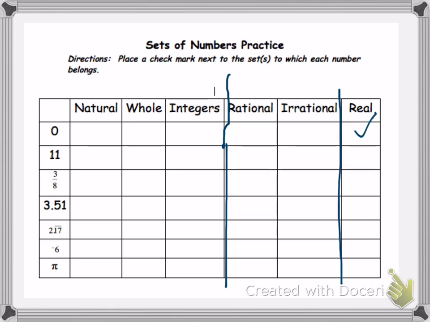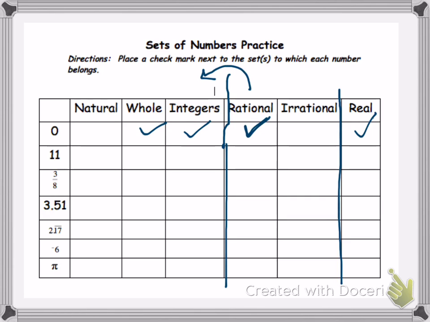0 can be written as a fraction, like 0/4 or 0/12. So that is rational. Now, once something is rational, you're looking at whether it fits into any of the ones to the left. Well, 0 doesn't have any fraction or decimal pieces. It is a whole number. Whole numbers are 0 and the counting numbers. But natural numbers don't include 0, so we stop putting check marks there for 0.